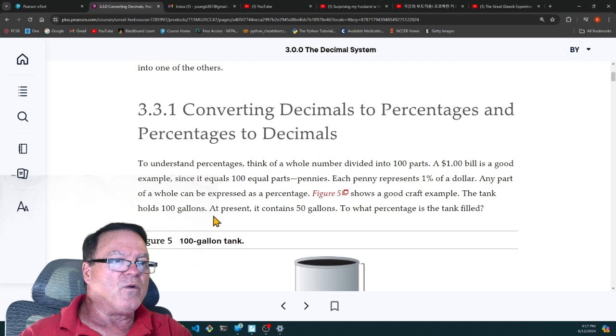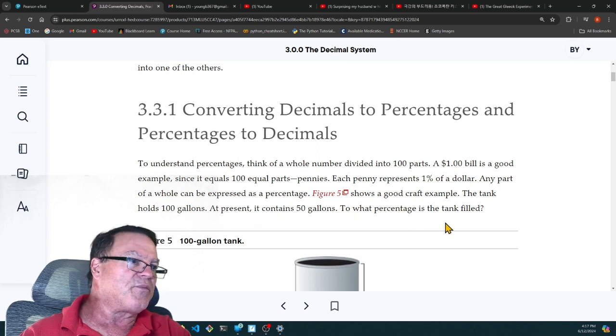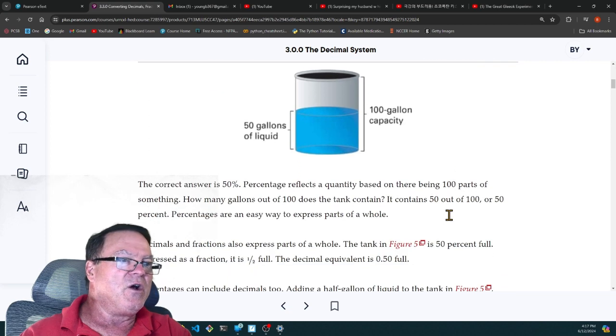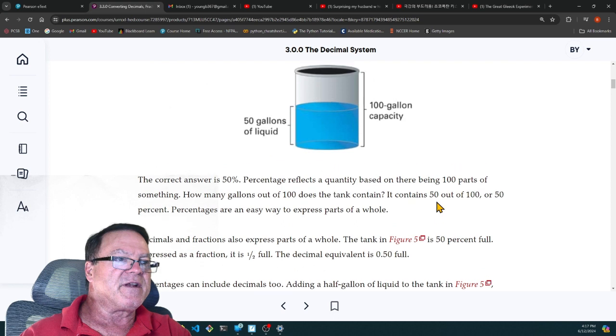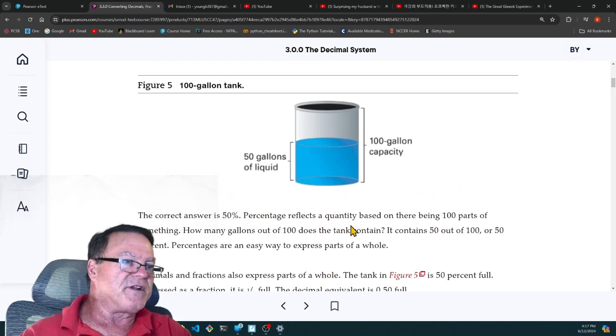So it says the tank holds 100 gallons. At present, it contains 50 gallons. To what percentage is the tank filled? Well, it's filled to 50/100ths. The correct answer is 50%. Percentage reflects a quantity based on there being 100 parts of something. How many gallons out of 100 does the tank contain? It contains 50 out of 100, or 50%.